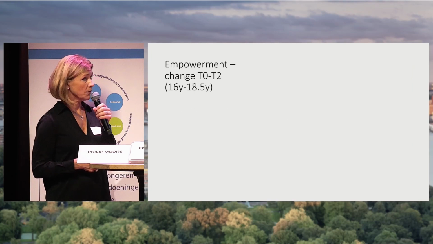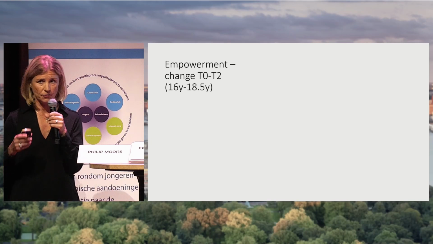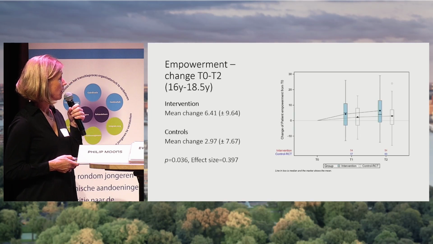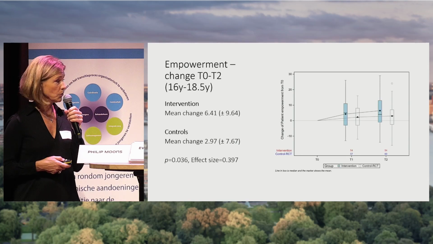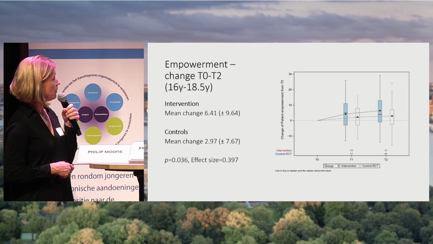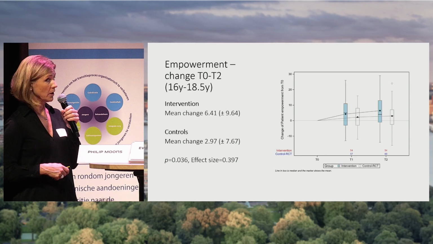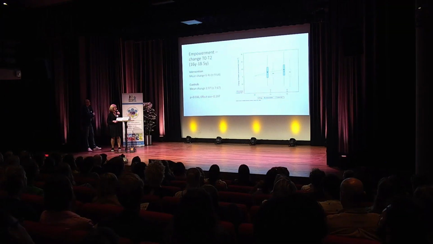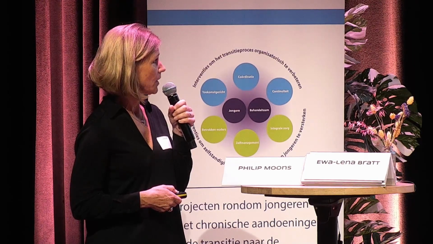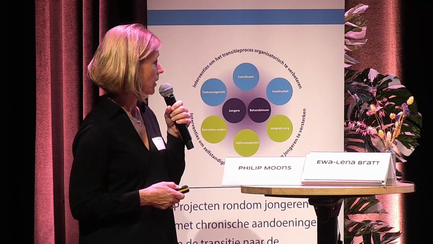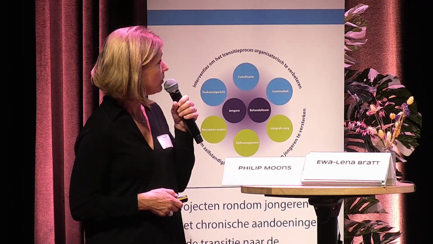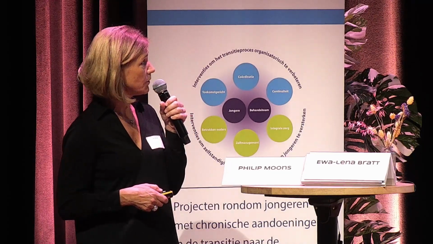Looking into the primary outcome, we measured empowerment change from T0 to T2, meaning from the age of 16 to 18 and a half years. And there was a significant difference between the intervention group and the control group, as you can see here. The blue boxes are the intervention group, and the white boxes are the control group. The mean change in empowerment for the intervention group was 6.41, and the mean change for the control group was 2.97. And this was statistically different. This was also confirmed when we made the analysis in the per protocol population and the intention to treat group.